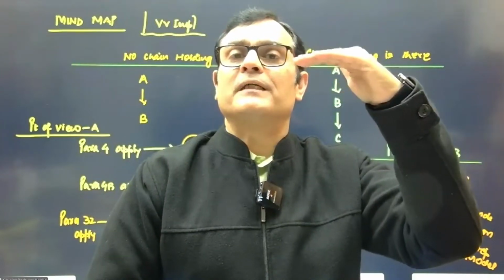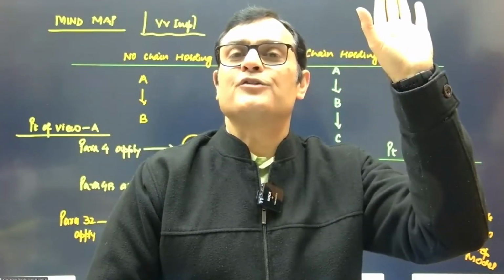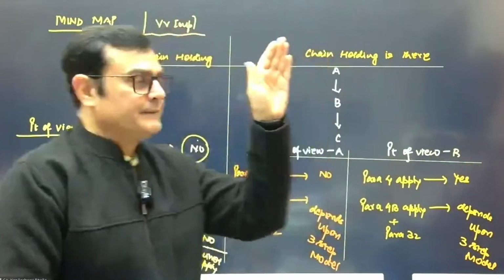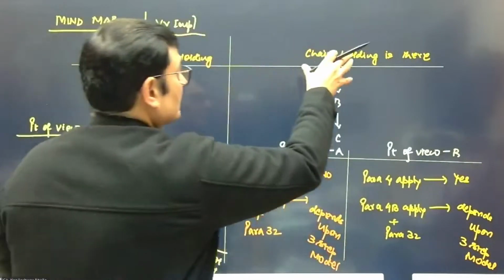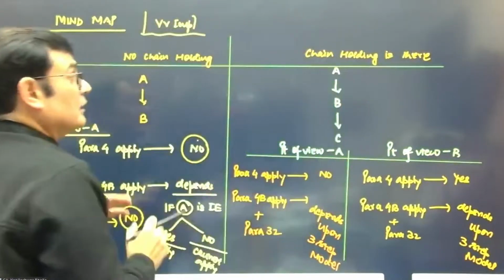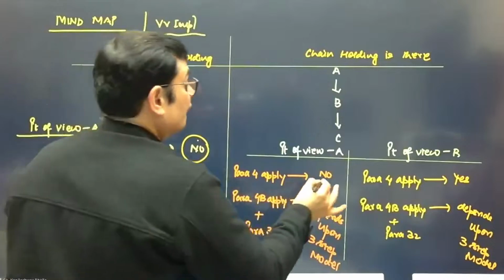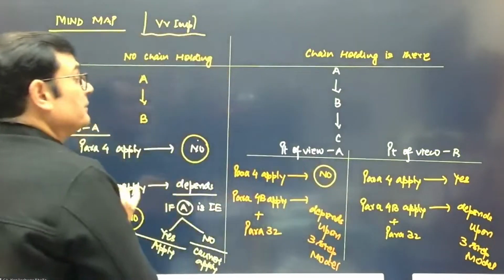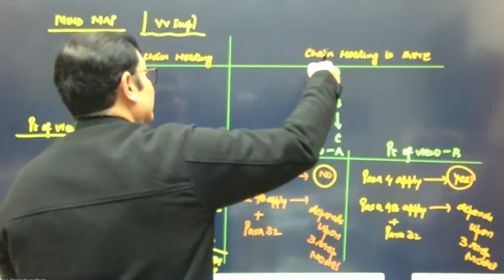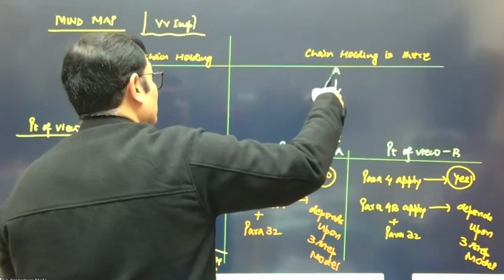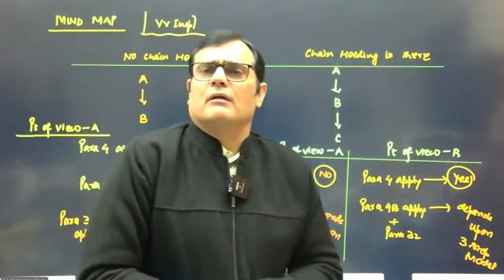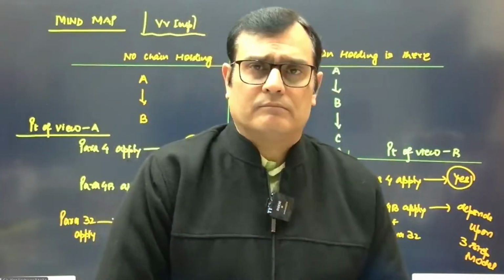Are you an investment entity? Then no consolidation. If you're not an investment entity, then you consolidate. In terms of the chain holding, you need to be clear that it could apply to A and B. Now, if it is a chain holding, then 4 can never apply to the top company, but 4 can definitely apply to the middle company. The top company cannot get para 4, the middle company can get para 4. And then as far as 4B read with 32, all depends upon the three-step model.